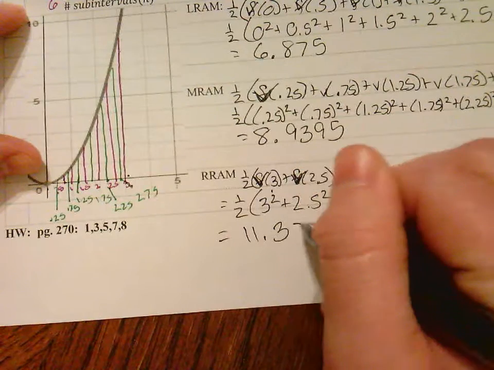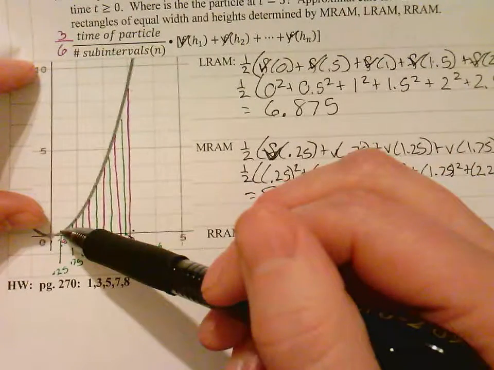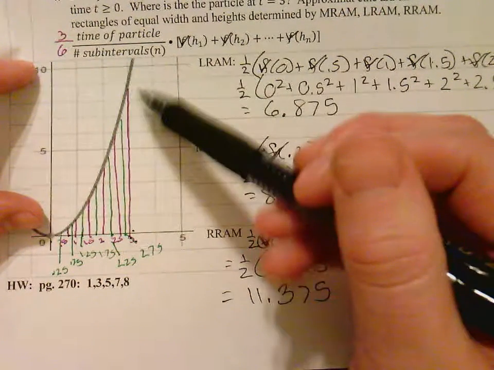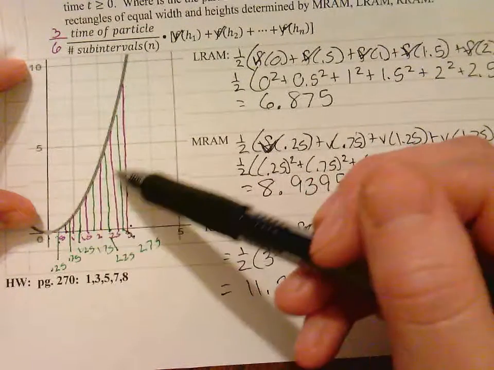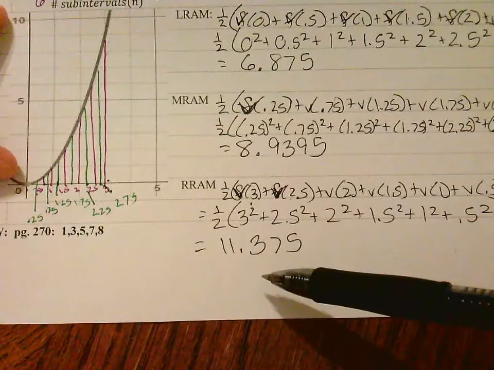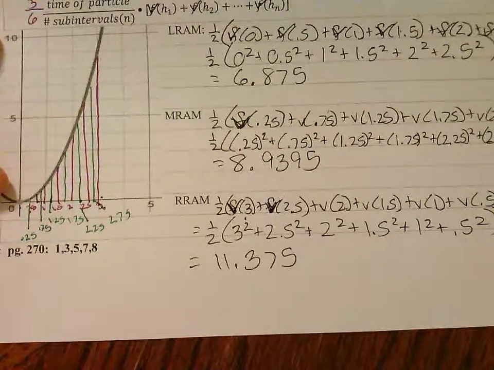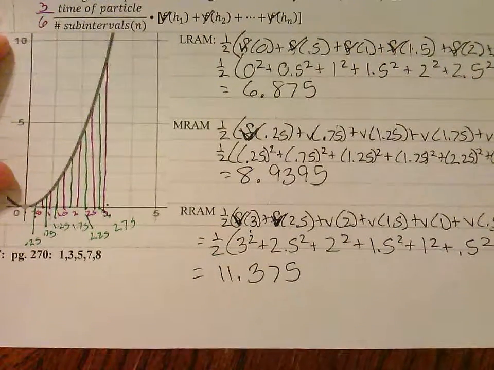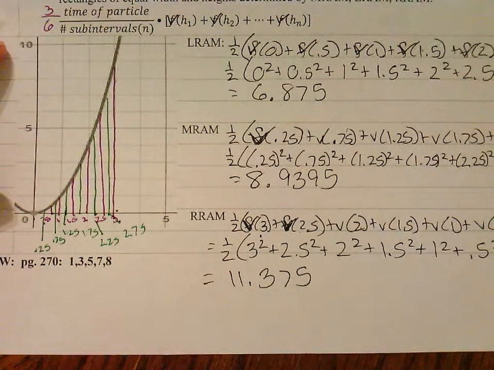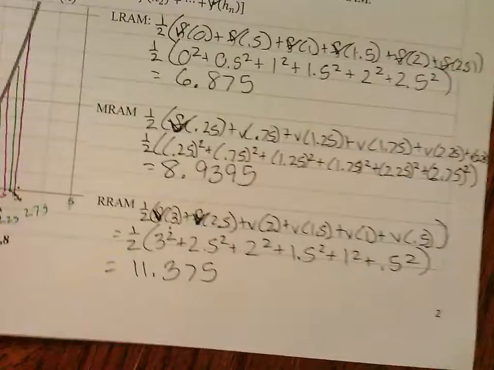So what this tells you, if you're using the left endpoint, it's saying that the area under here is approximately 6.875. Midpoint believes it's 8.9395. Right-hand endpoint or right-hand rectangular approximation method will give you 11.375. That's trying to get the area under here. Later on, we will use another finite sum that actually will give you the most accurate definition of this. And that sums up rectangular approximation methods.